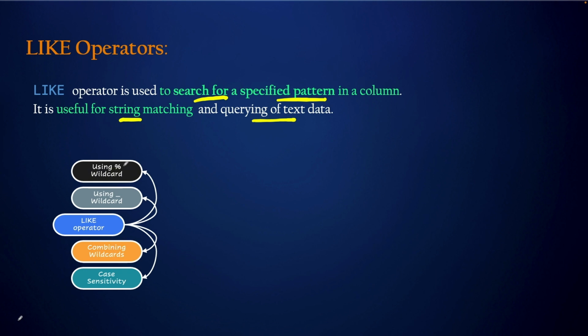Now there are two wildcards we're going to use. One is the percent sign and another is the underscore wildcard. Then we can combine both of them to get more complex patterns, and we'll see in the next one how to get case-sensitive strings or patterns.